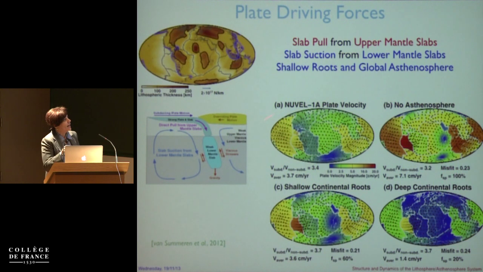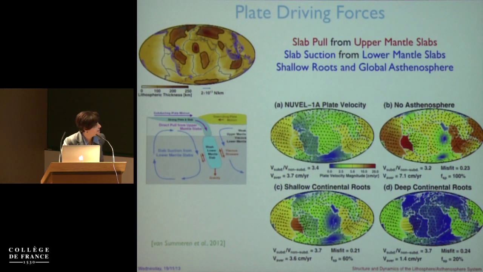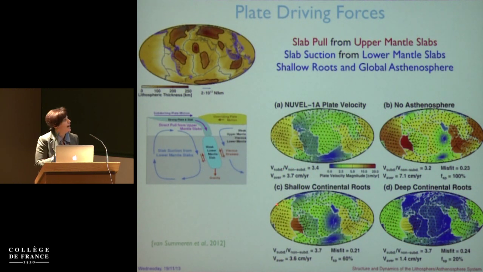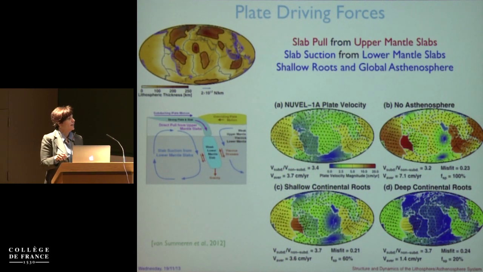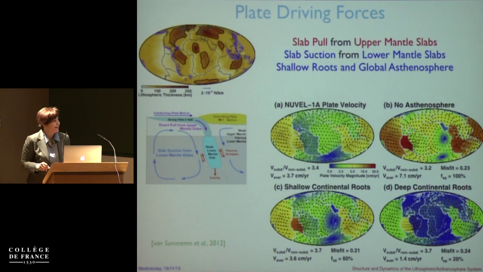This is the observations of plate velocities. And these are color-coded. This is the work of a former postdoc, Joost van Summeren. And you see that these are color-coded by the plate velocity magnitude. So, you know, there are things that are going very fast and things that are going very slow. And this is the average velocity, and this is the ratio of subducting to non-subducting plates.